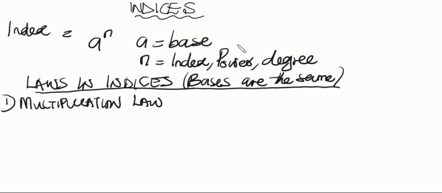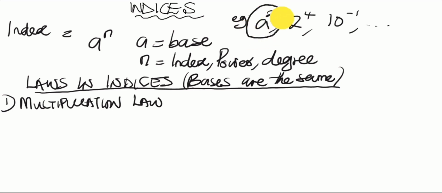Now, first of all, let's give examples of index numbers. Like I've already written, we have, let's say, a raised to power 2, 2 raised to power 4, 10 raised to power minus 1, and so forth. So far as there is a base and there is a power, that's an index number. Let's pay attention to this index number a raised to power 2. You discover that we know the value of the index as 2, but a, which is the base, does not have a known value. We call it an index number.